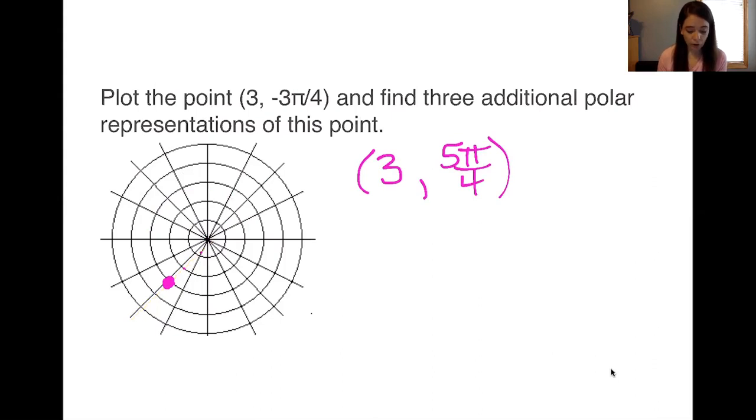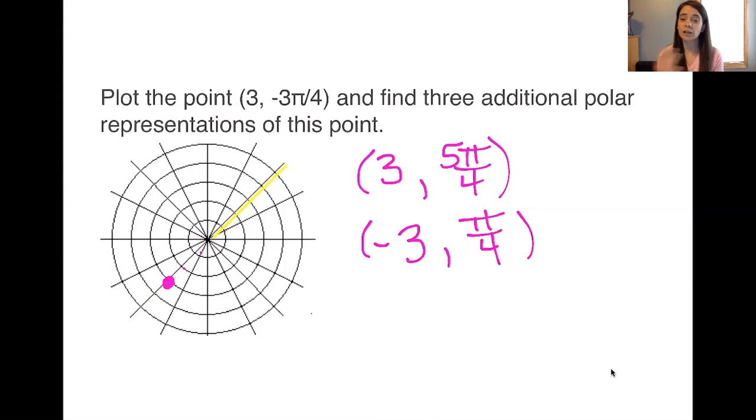So this coordinate is also (3, 5 pi over 4). Now, we could also think about our R value being negative. So if we were to rotate to this angle right here, we would have to move backwards along that angle in order to get to that pink coordinate that I have. And so if we rotate to pi over 4, we would have to go in reverse 3 units to get to that pink coordinate.